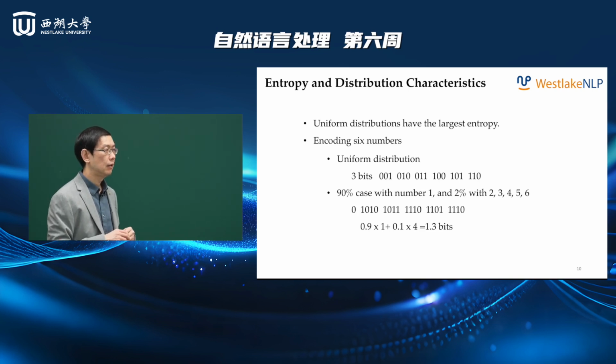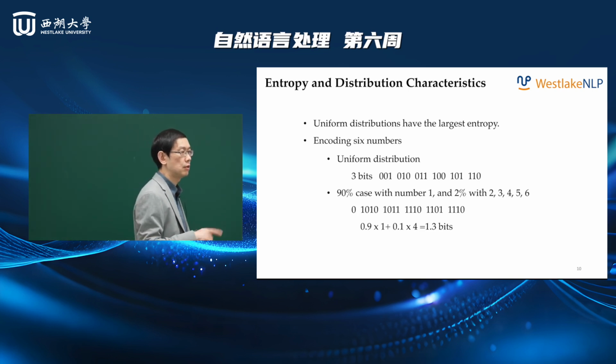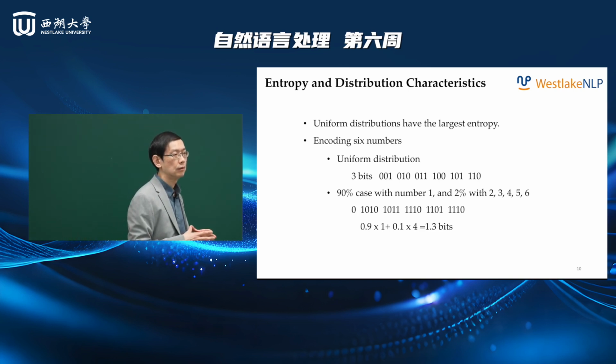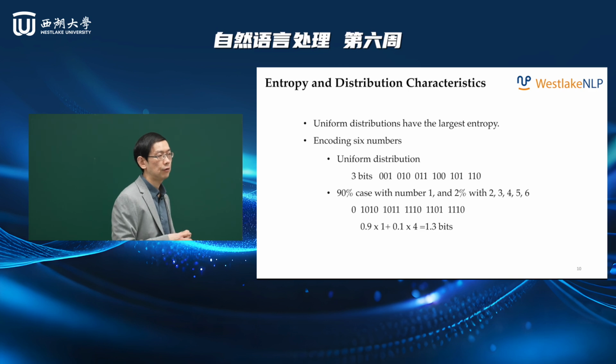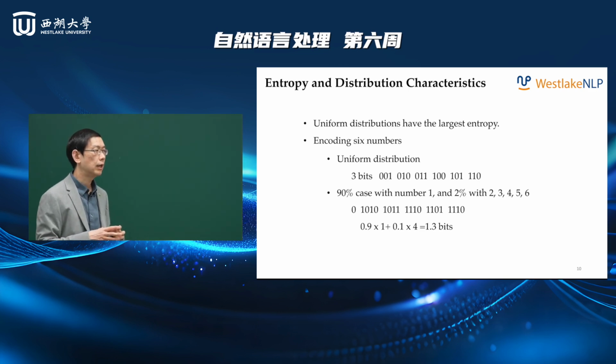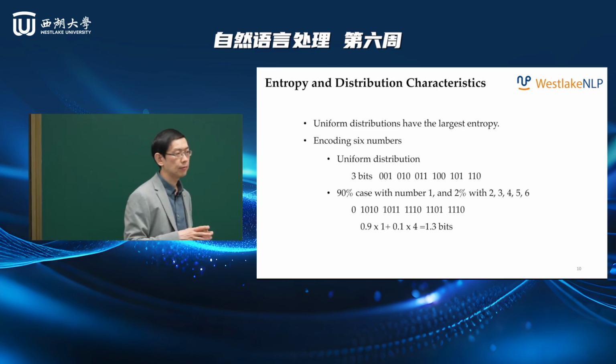What are they? You can use the binary numbers: 001 for 1, 010 for 2, 011 for 3, until 110 for 6. So you need 3 bits.